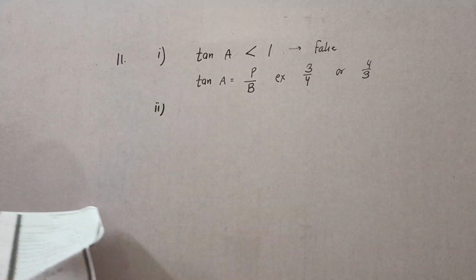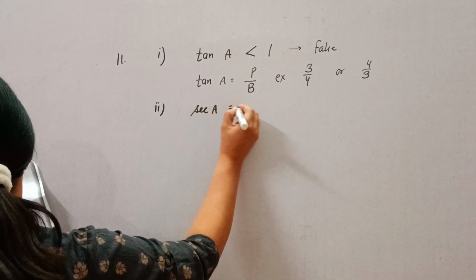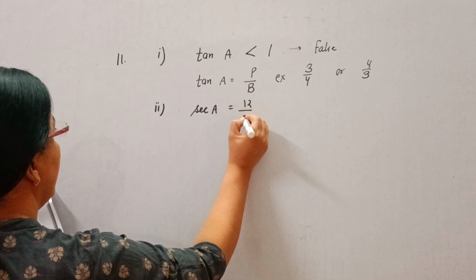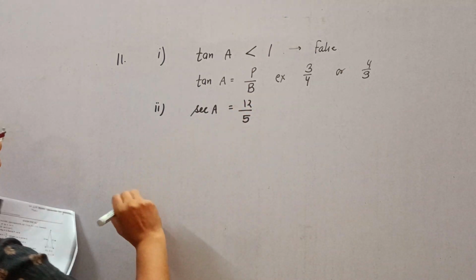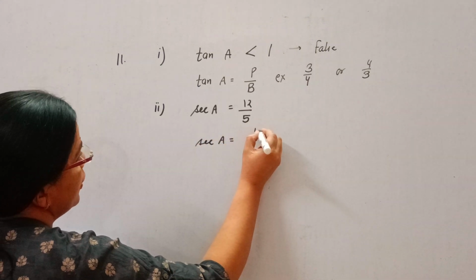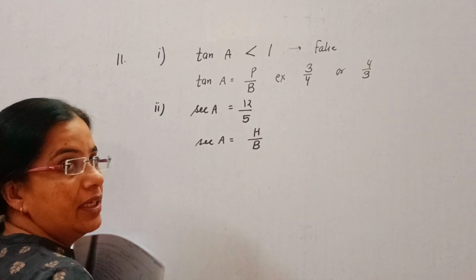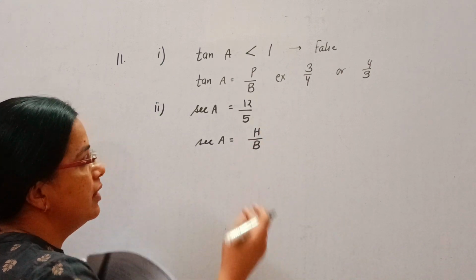Second, secant A is 12 by 5 for some value of angle A. Now see, secant. What is secant? Secant is h by b. And we know h is always greater than base. Hypotenuse is always greater than base.